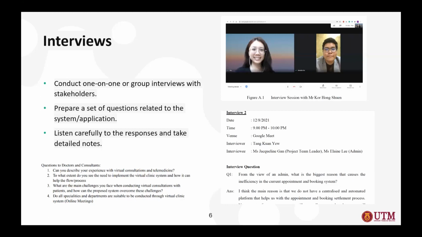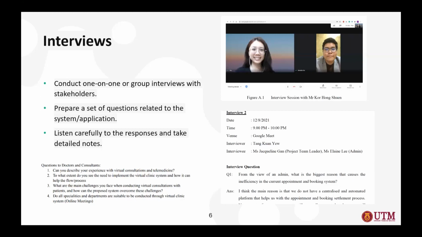You must get permission to record. After you finish, you must take note of everything and check whether all the questions have been answered or not. The keyword here is, if you want to do an interview session, please prepare your questions first. Do not just go in directly without knowing what you want to get from that session.